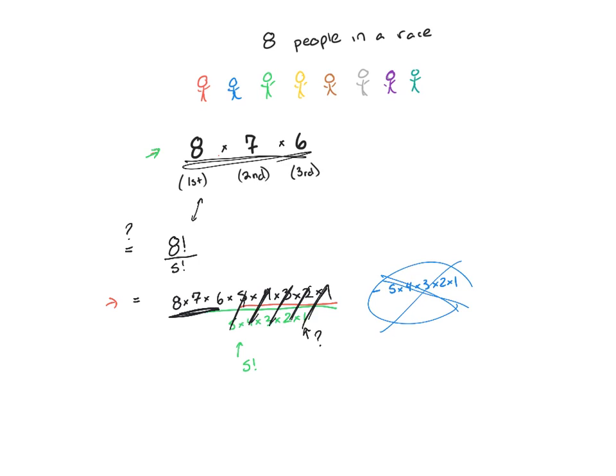The question becomes then, okay, awesome, so this entire thing is 8 factorial divided by 5 factorial, but where is this 5 factorial coming from? In order to look at that, we need to go ahead and reflect on some of the notation we've used in the past.